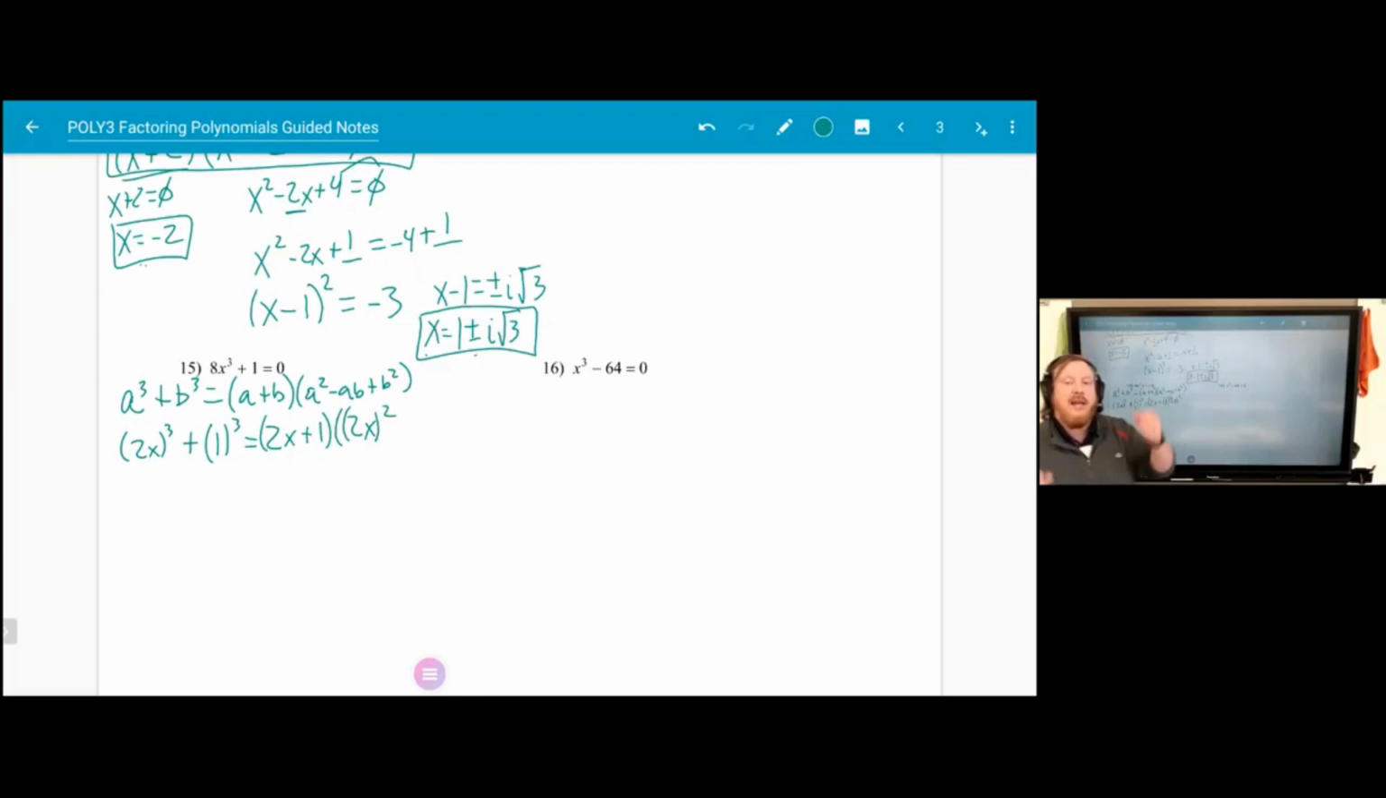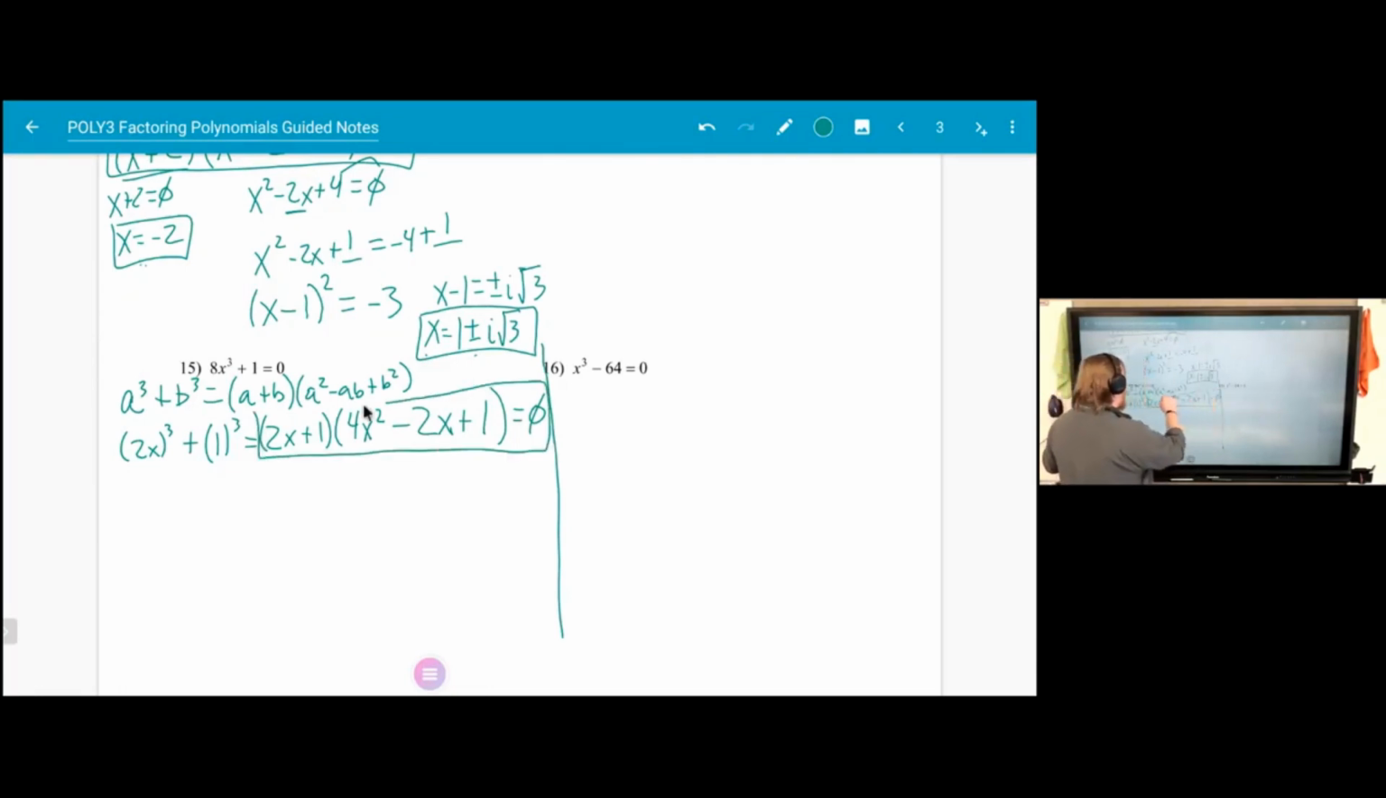2x squared is 2x times 2x, which actually gives us 4x squared, minus a, which is 2x, times b, which is 1, so minus 2x, plus b squared. B is 1. 1 squared is still 1. This equals 0. Got to give you guys some room too. Whew, that is factored form right there.